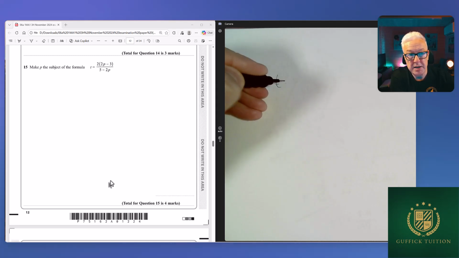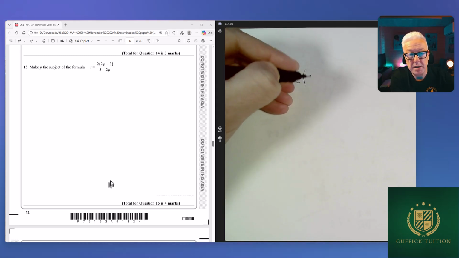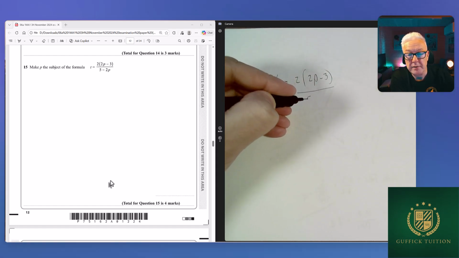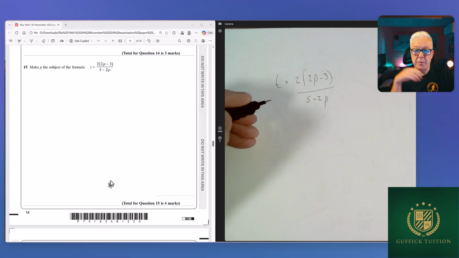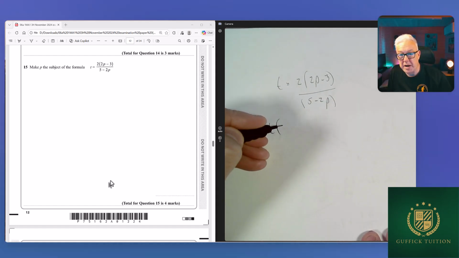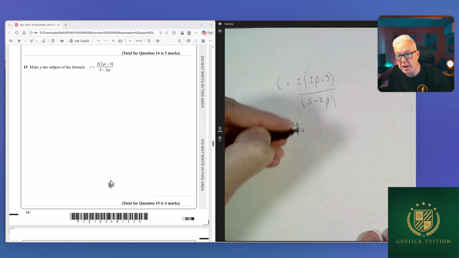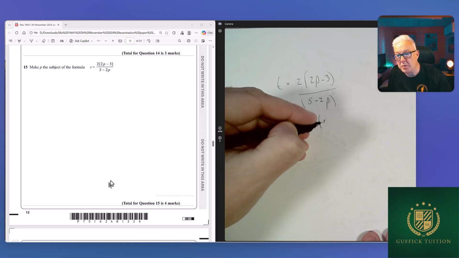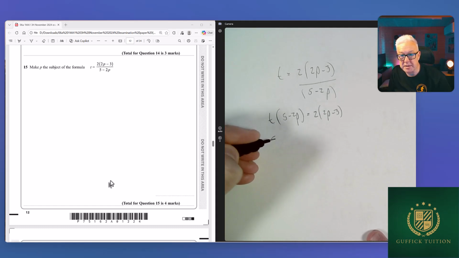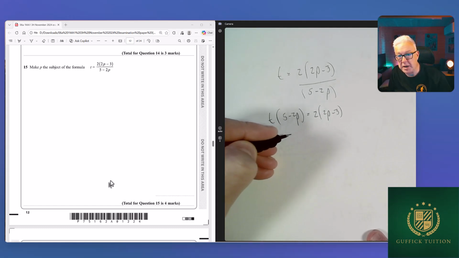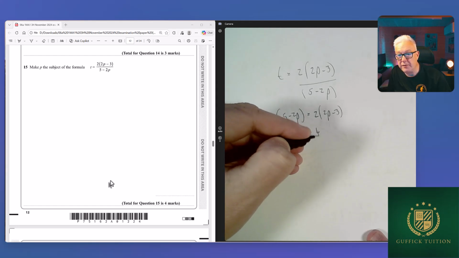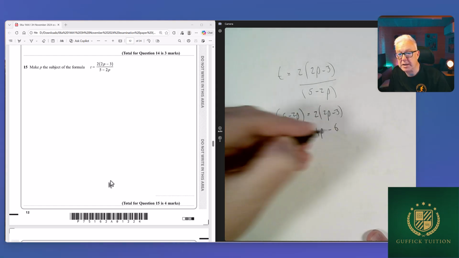So t is equal to 2, open brackets, 2p minus 3, close bracket, divided by 5 minus 2p. So step one is let's multiply both sides by this denominator. So t, open brackets, 5 minus 2p, close bracket, equals 2, open brackets, 2p minus 3. Let's expand both of the brackets. So 5t minus 2tp is equal to 4p minus 6.